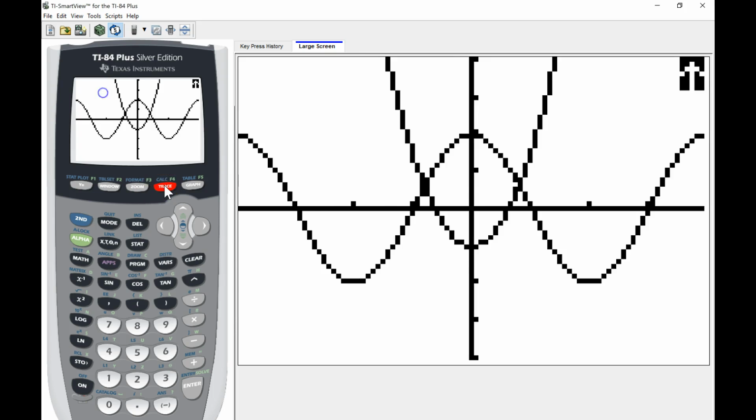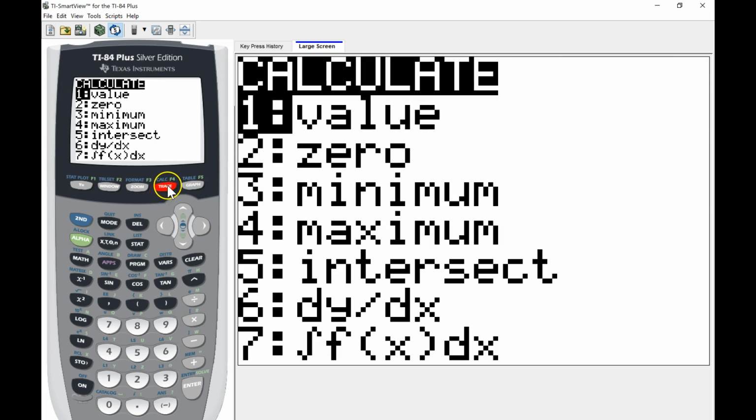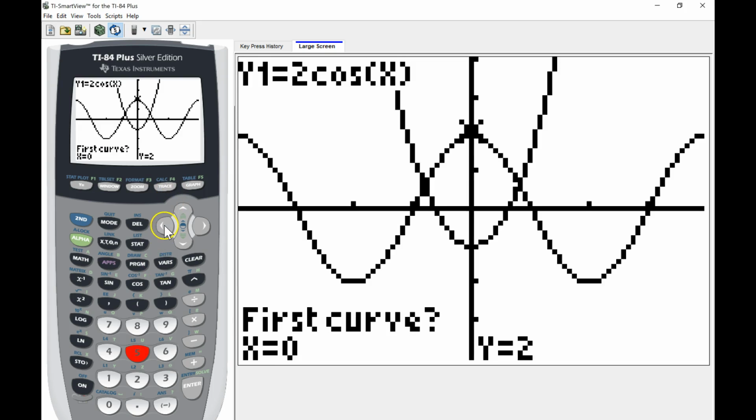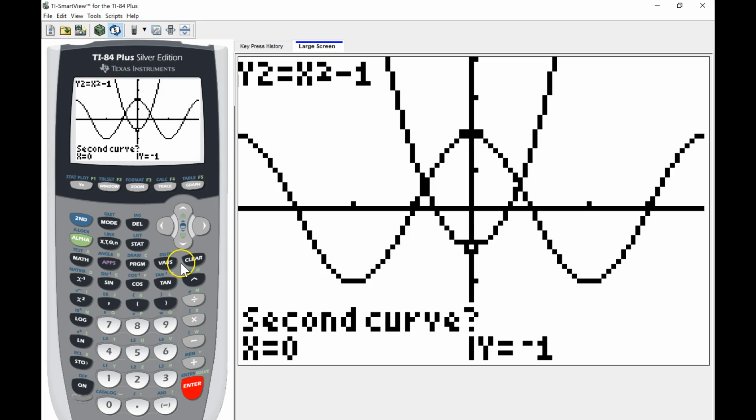So second calc. My graph right now doesn't have to be super pretty. All I need is for it to be practical. So I need 5 for intersect, and then it asks you, is this the first curve? Because it wants to know which two functions it needs to find the intersection of. Yes, it is. So press enter. Is this the second curve? Yes, it is.